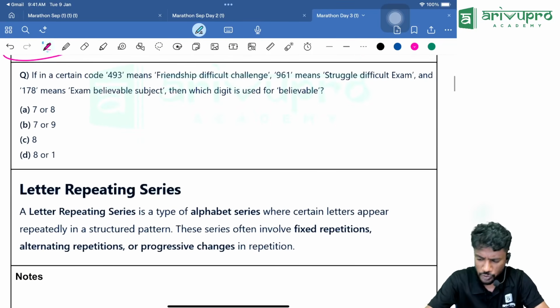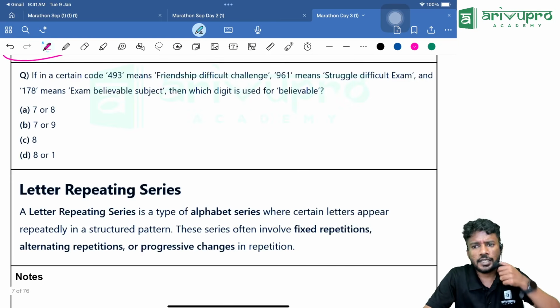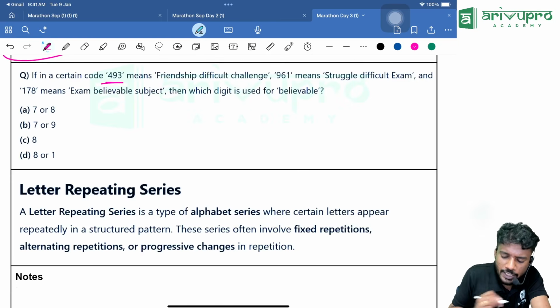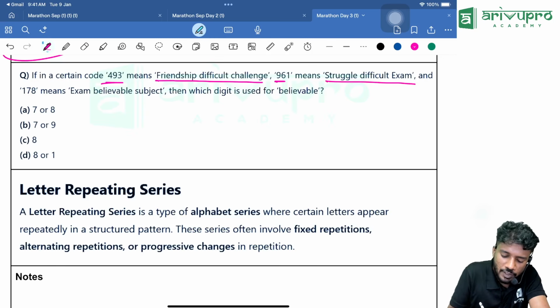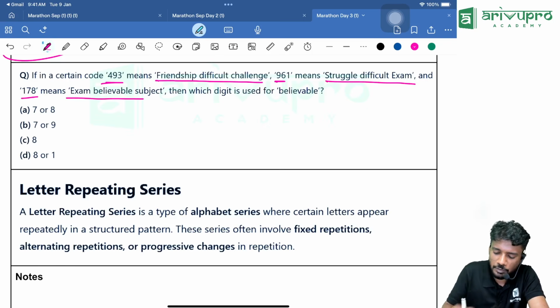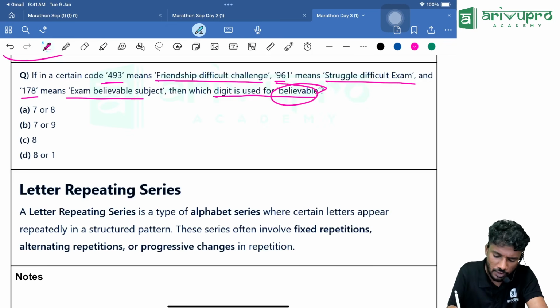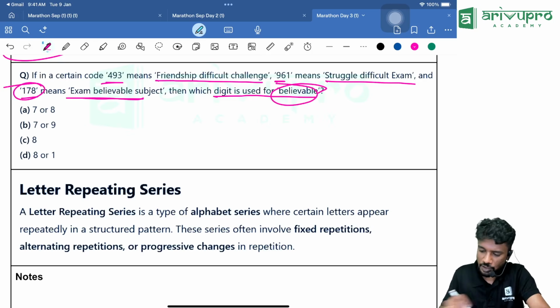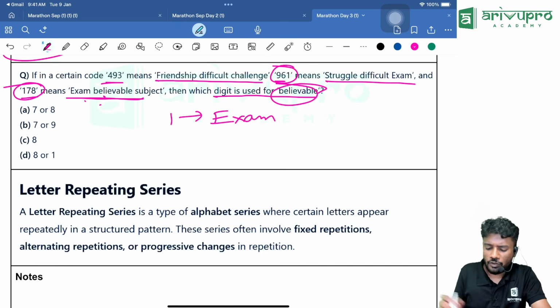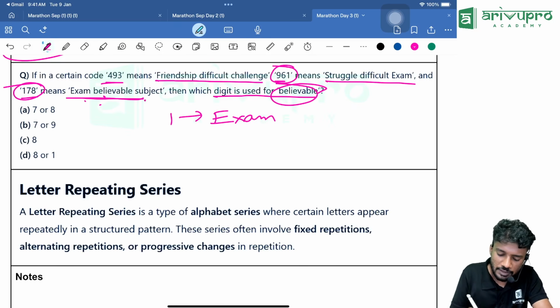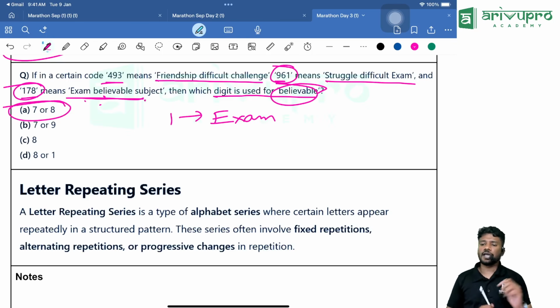Next question. This question was there in this attempt, right? In a certain code, 493 means friendship difficult challenge. 961 means struggle difficult exam. 178 means exam believable subject. Then which digit is used for believable? Believable is there in the last one, 178. We will check. Exam is common in 961 and 178. That means 1 means exam. Then is believable common in anything? No. Is subject common in everything? No. That means either 7 or 8 is your answer.